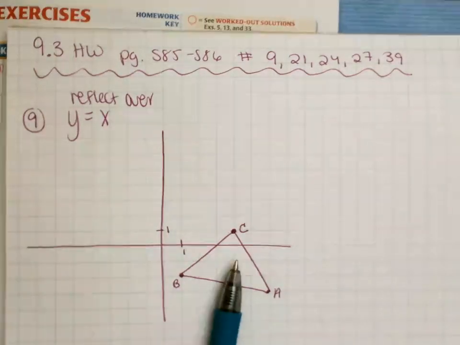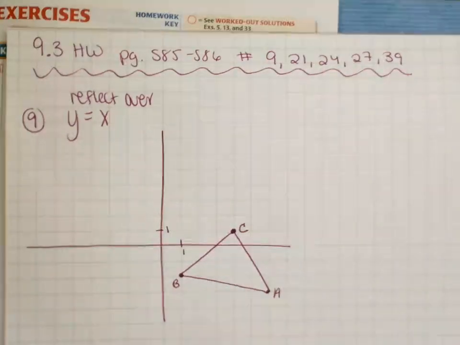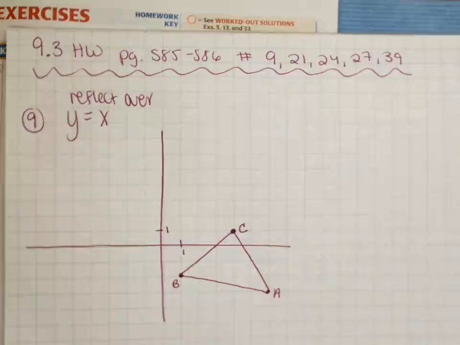Welcome back. This is Mrs. Rubright with Geometry 9.3 Homework Review Requests. This is on page 585 to 586. Numbers 9, 21, 24, 27, and 39 were requested.